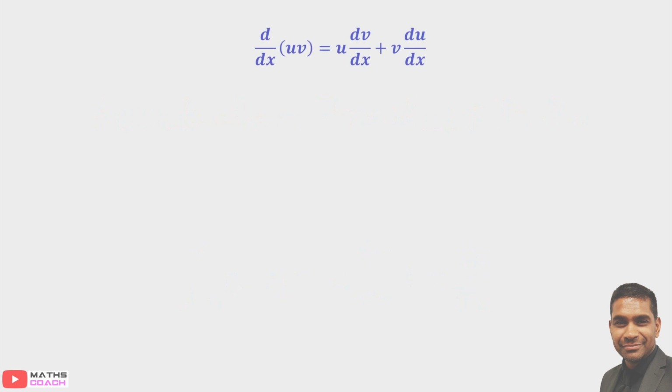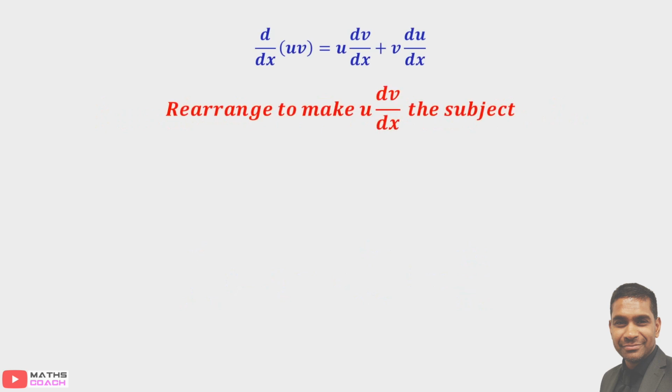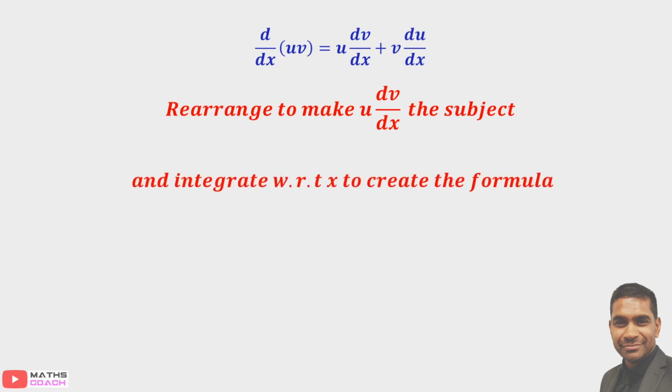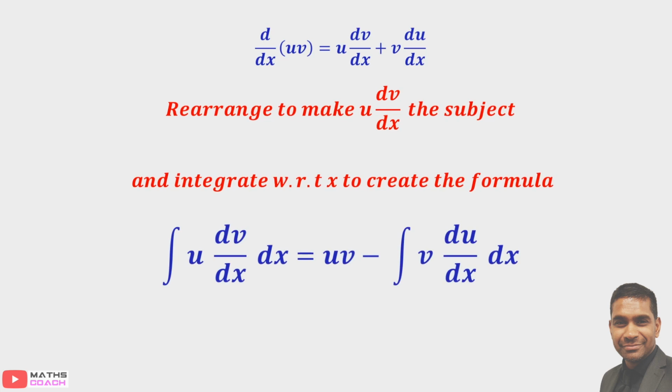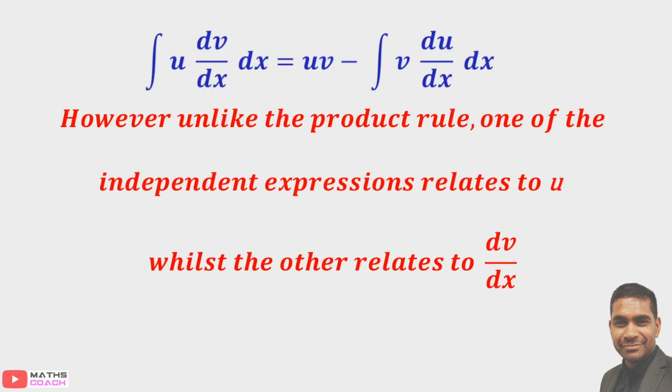Now if we look at that formula, what we need to do is rearrange that to make u dv/dx the subject. And that's simply just by moving one expression. At the same time, we need to integrate with respect to x, and then we create the formula as you see. And that formula is the integration by parts formula. Quite complicated to look at, but we're going to make it easy. We're going to look at how we define each part. So, before we do that, we need to look at comparing product rule and integration by parts.